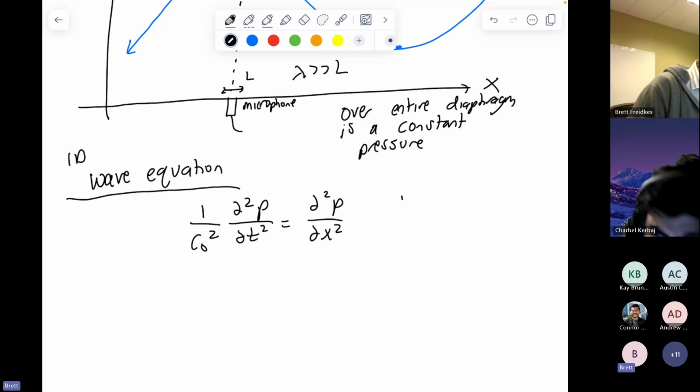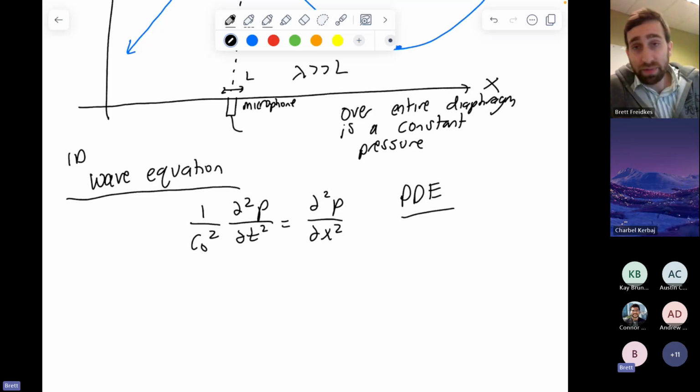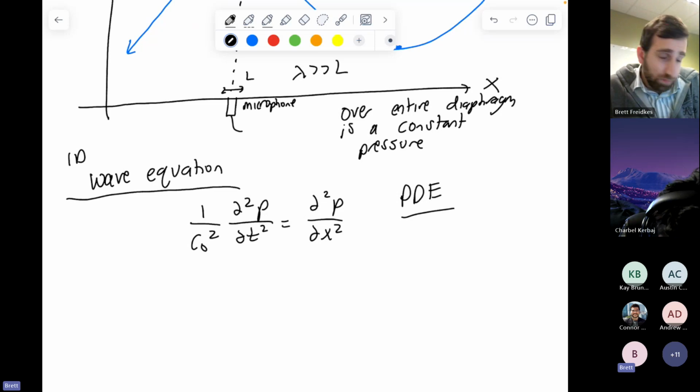But this is a PDE that describes the propagation of sound, assuming that it is one-dimensional. It's not some weird type of sound. It's just a planar wave. This is what we call the wave equation.